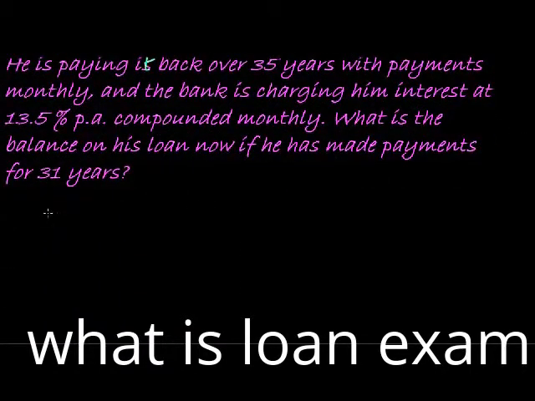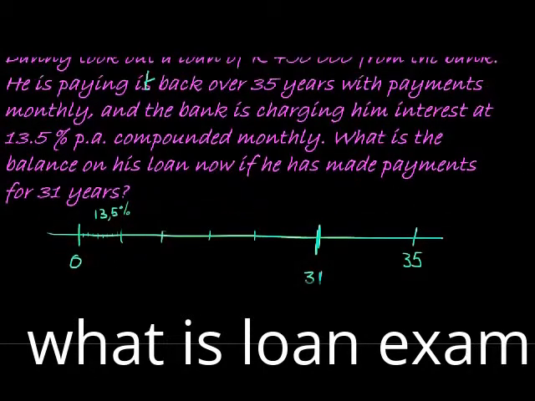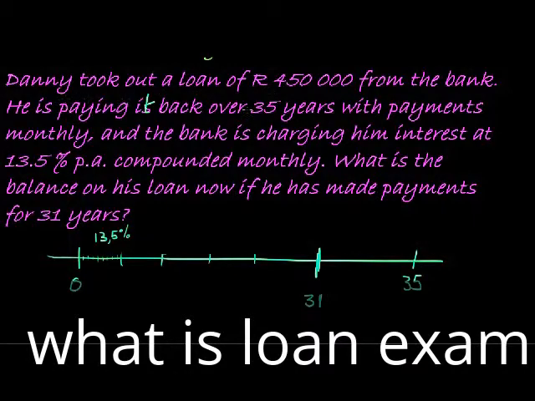Okay, so again, let's do our timeline. Here we go from 0 to 35 years. Here we have the years in between, and we are here somewhere at 31. What's important is that we make monthly payments every year. So put in as much information as you can on this timeline. 13.5% per annum. Do we know what the amount is that he's paying back? No. We don't know what the amount is that he is paying back.